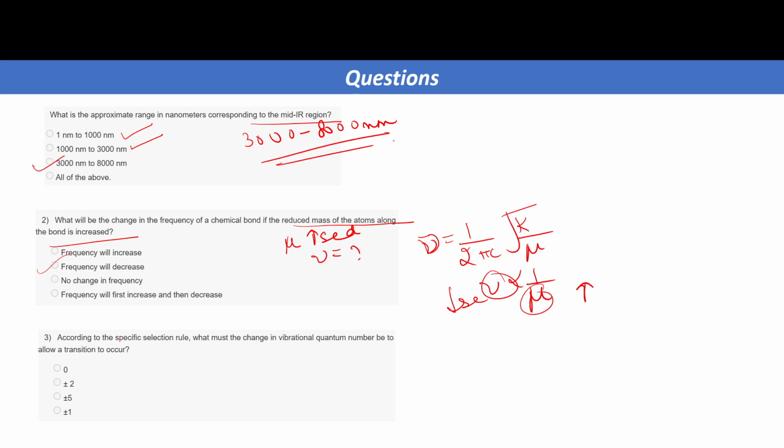Another question, according to the specific selection rule, what must be the change in vibrational quantum number to allow a transition to occur? 0, plus minus 2, plus minus 5, or plus minus 1. So the correct answer will be plus minus 1.